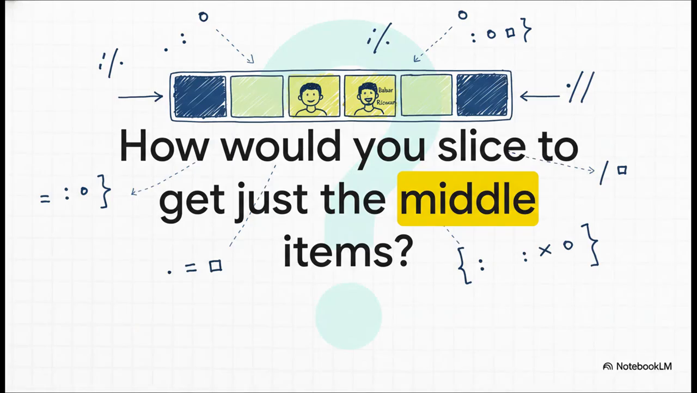All right, so we've sliced from the beginning of the list and we've sliced to the end. Now I've got a little challenge for you. How would you slice out just the items in the middle? Say, just Babar and Rizwan. Think about the syntax we just covered and give it a shot.